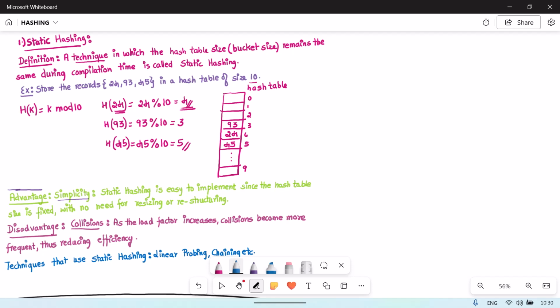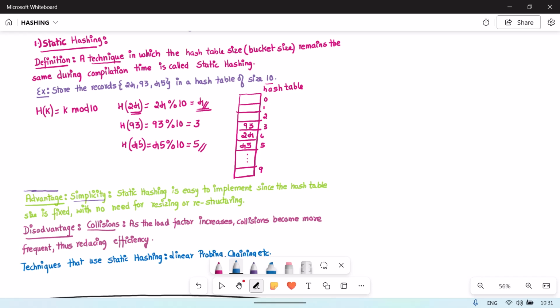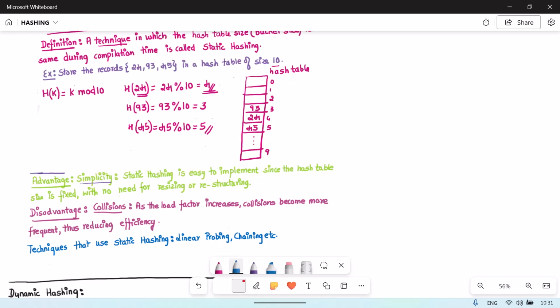What is the disadvantage? Because we cannot make any alteration to the hash table size, this might lead to collisions. And when there are too many collisions, it might reduce the efficiency of the particular hashing that we are going to use. Are you clear with this? Take a moment. You can explain this in the exam. When they ask you to explain static hashing, you can explain what static hashing is, show an example, explain its advantage and disadvantage, and tell where it is used. It is used in linear probing, chaining, etc.